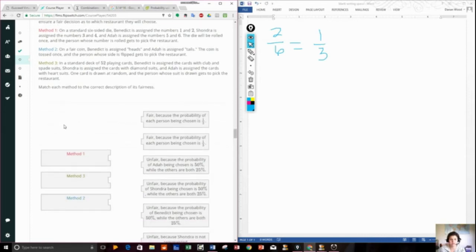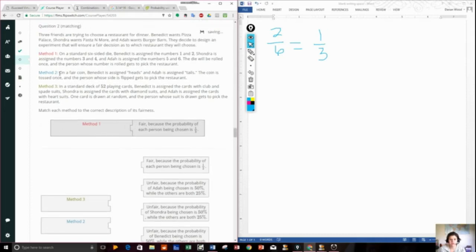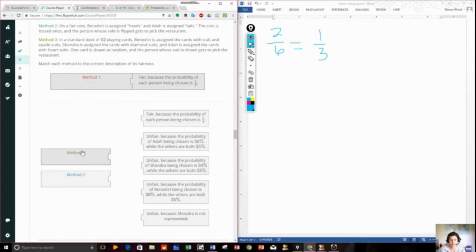Since they all have the same, they are all assigned 2 numbers out of those 6, so it's fair because the probability of each person being chosen is 1/3. 2 out of 6 again is 1/3. So on a fair coin, Benedict is assigned heads and Ada is assigned tails. Well, I'm saying unfair because Chandra is not represented.